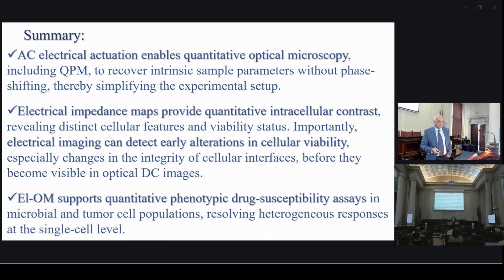So that's why I think it could be a way to go. Well, last but not least, electrically actuated optical microscopy supports quantitative phenotypic drug susceptibility assays in microbial and tumor cell populations, resolving heterogeneous responses at the single-cell level.